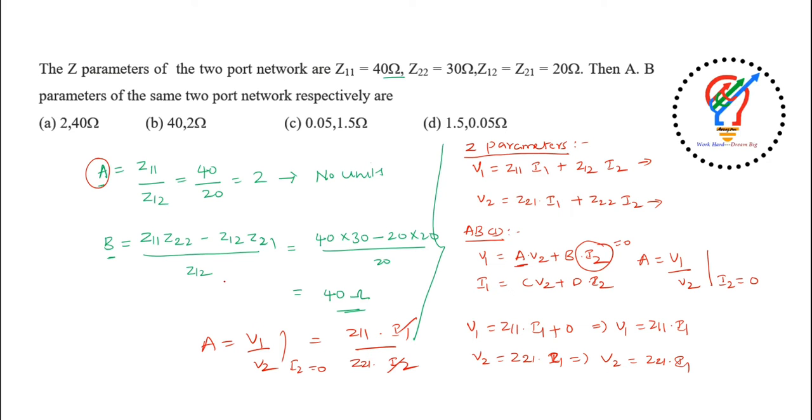Both are same here, right? So here Z21, no issue at all. Why? Because both are same only. Okay, so like this you can solve these equations and you will get the answer here. We move to the next question.